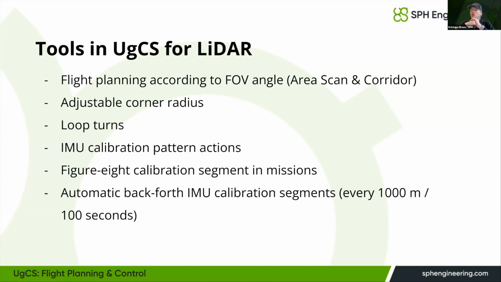These were initially implemented and rolled out for the DJI L1 sensor. However, I know that these can also be used for other sensors. For instance, for YellowScan, I believe as well, especially when you're flying these longer segments. Pierre, maybe you can later correct me if I'm wrong, but as far as I know, it's also better to do these IMU calibrations when you're flying longer segments, just to ensure that the collected data will be good. That's about what tools we have.